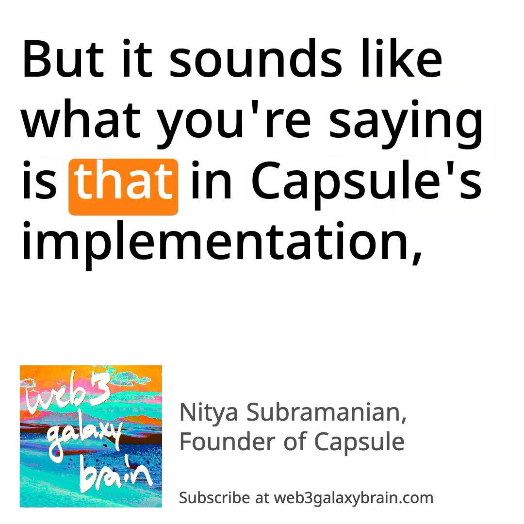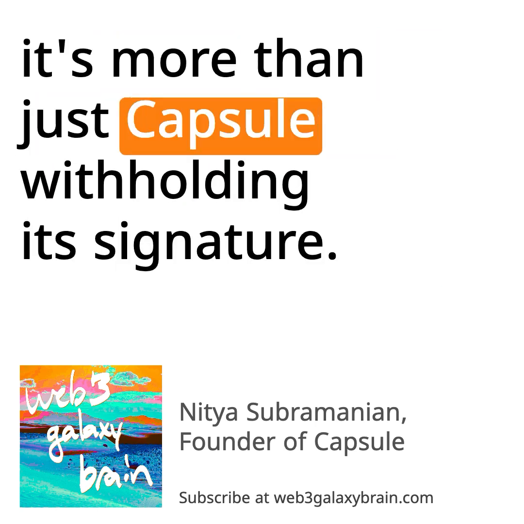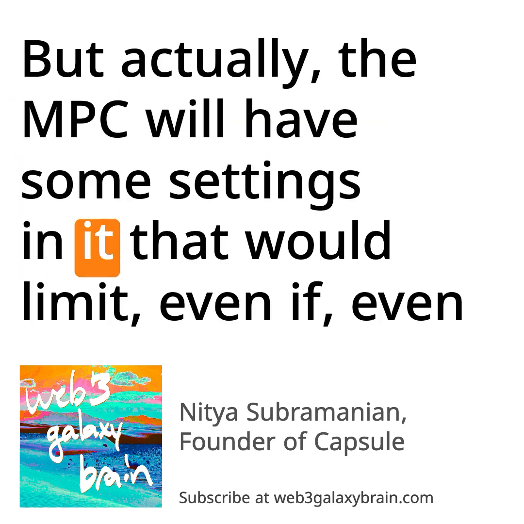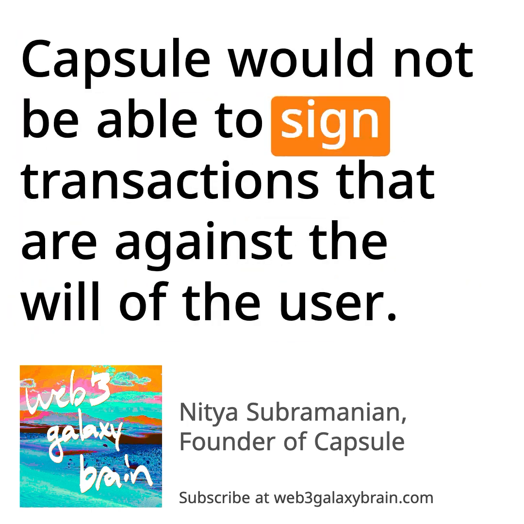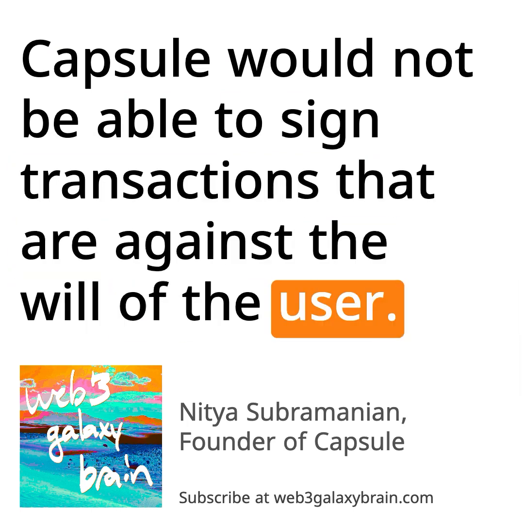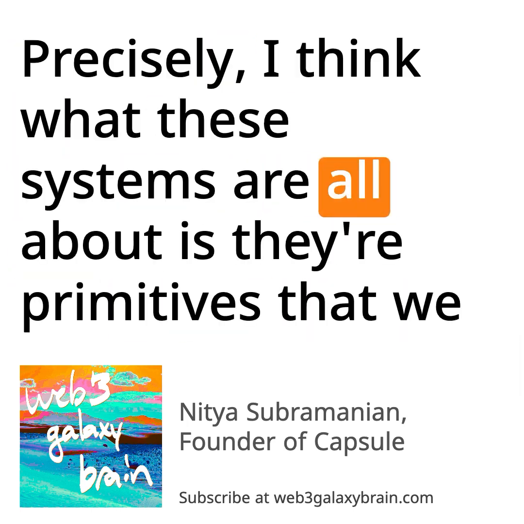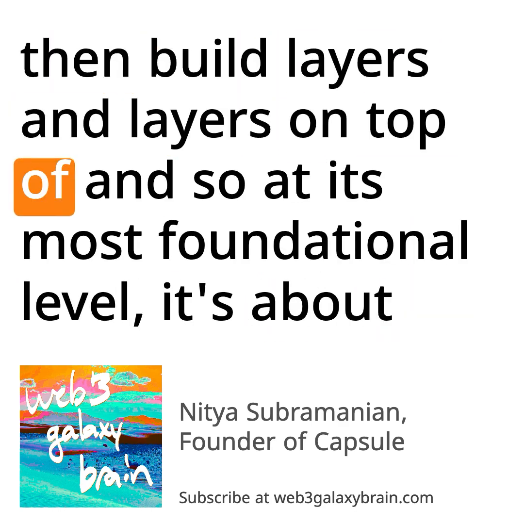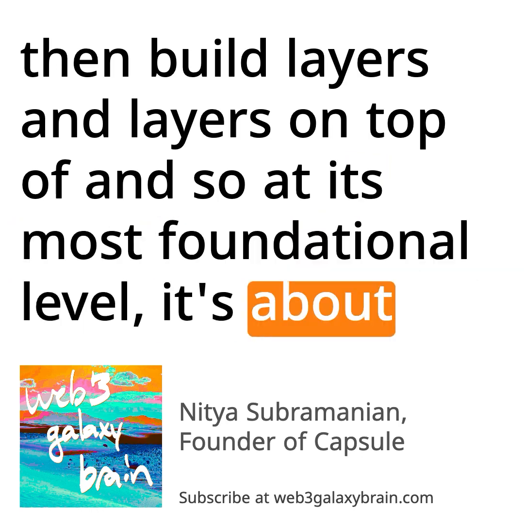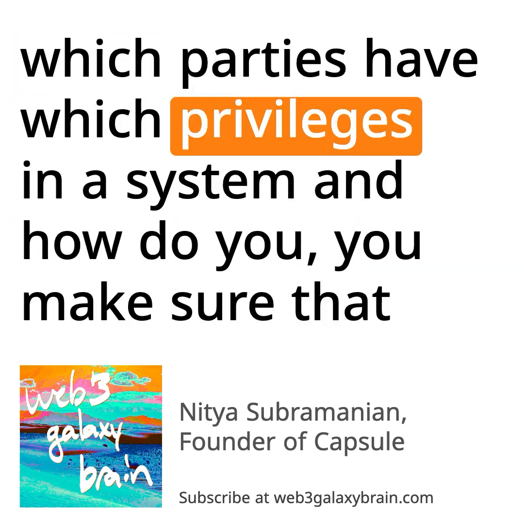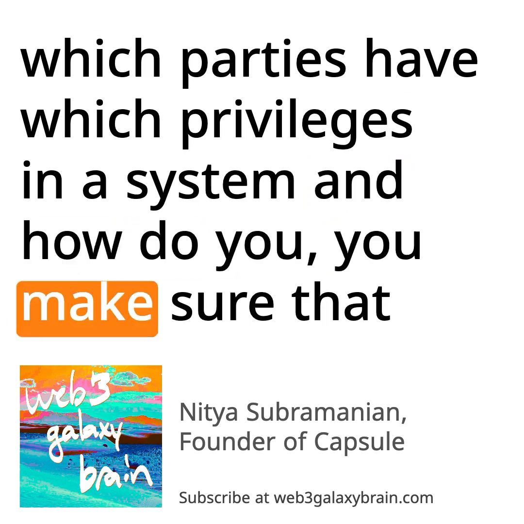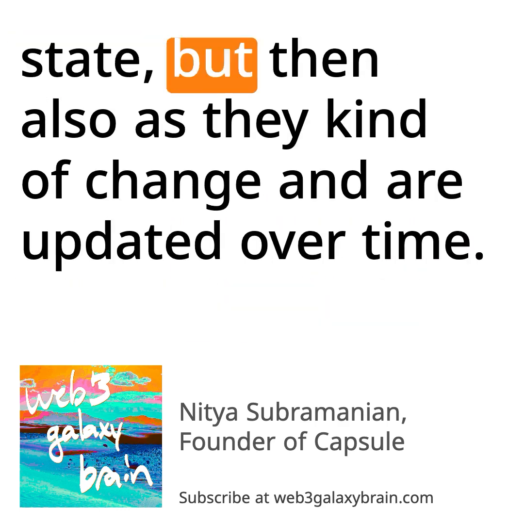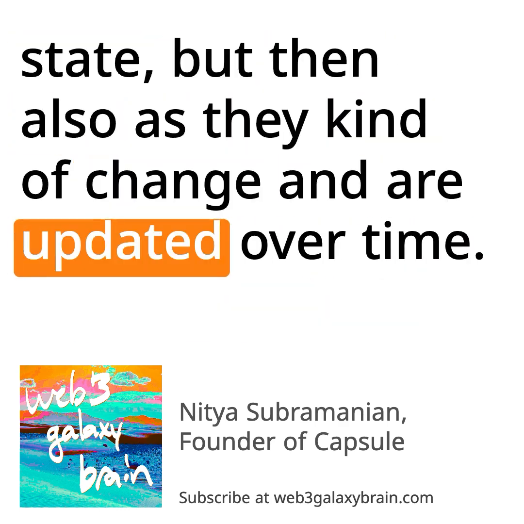But it sounds like what you're saying is that in Capsule's implementation, it's more than just Capsule withholding its signature, but actually the MPC will have some settings in it that would limit even Capsule, so it would not be able to sign transactions that are against the will of the user. Precisely. I think what these systems are all about is they're primitives that we then build layers and layers on top of. At its most foundational level, it's about which parties have which privileges in a system and how you make sure that those are really transparent and open, both in their initial default state, but then also as they change and are updated over time.